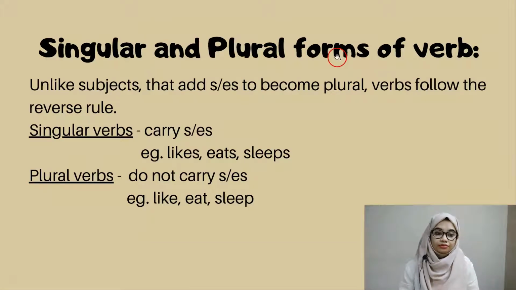Singular and plural forms of verbs. Unlike subjects that add S and ES to become plural, verbs follow the reverse rule. So if the verb is singular, the verb will carry S or ES. For example, likes, eats, sleeps. Plural verbs do not carry S and ES. For example, like, eat, and sleep.